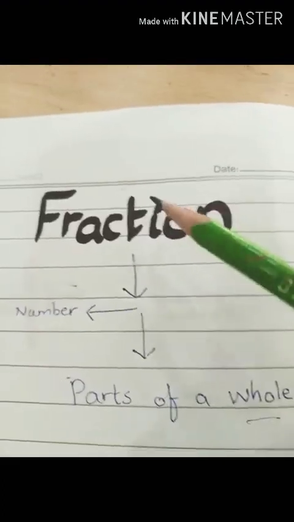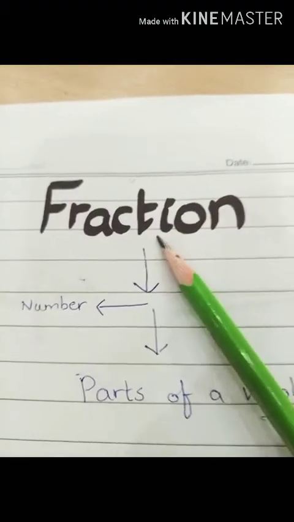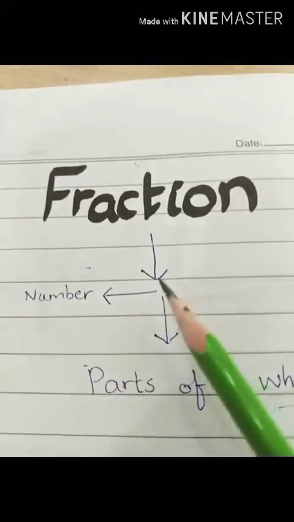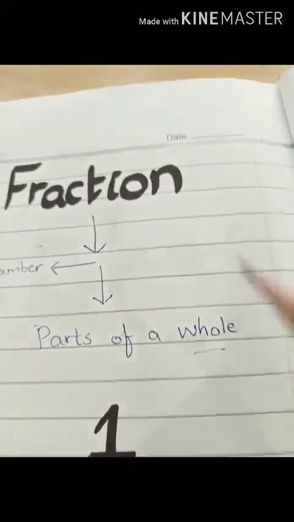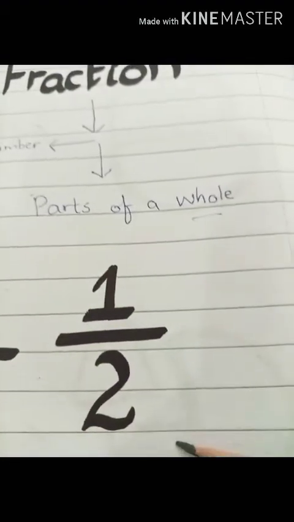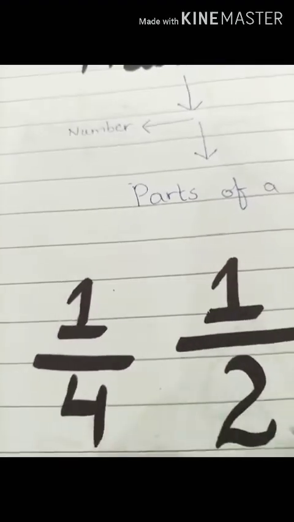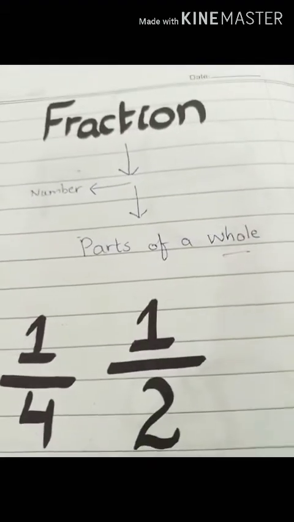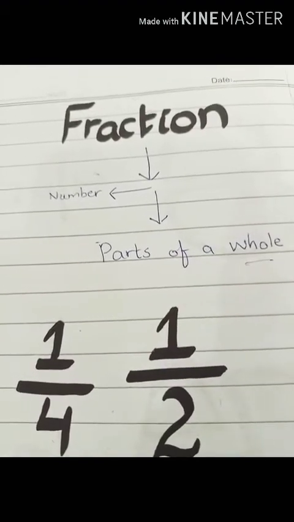Dear students, as you have learnt earlier, a fraction is actually a number. A fraction is a number that represents the parts of a whole. Okay students, as you have learned, this one is the half, and this one is the quarter. So students, both of them are fractions. Hope this concept will be clear for you.